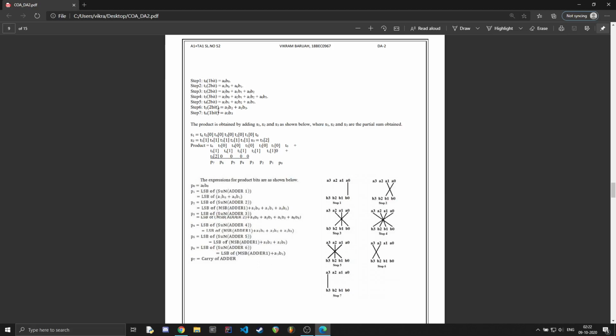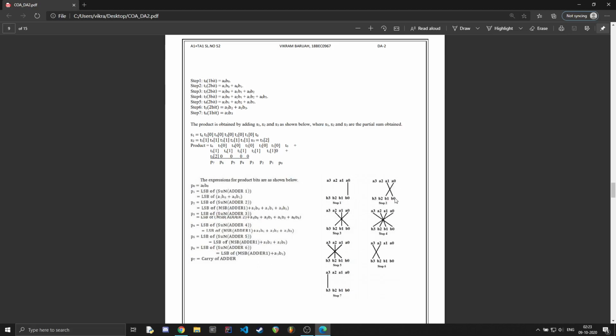is shown here. So what is being done is it's being divided into 7 steps, and in the first step we multiply the A0 and B0, where A0 is the least significant bit for the first number and B0 for the second number. So first we multiply these two.